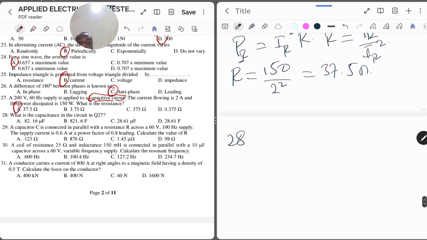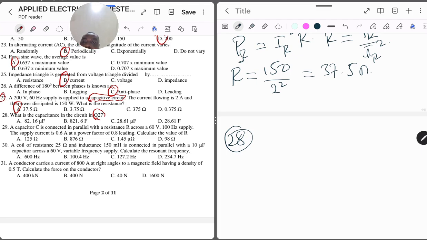Now moving to question 28. What is the capacitance in the circuit in question 27? So Q27 here is referring to question 27, right?